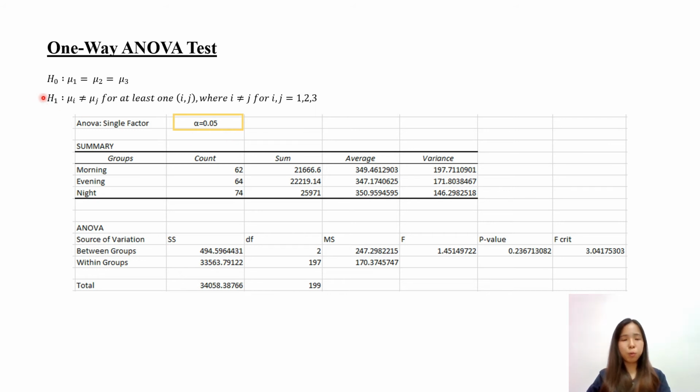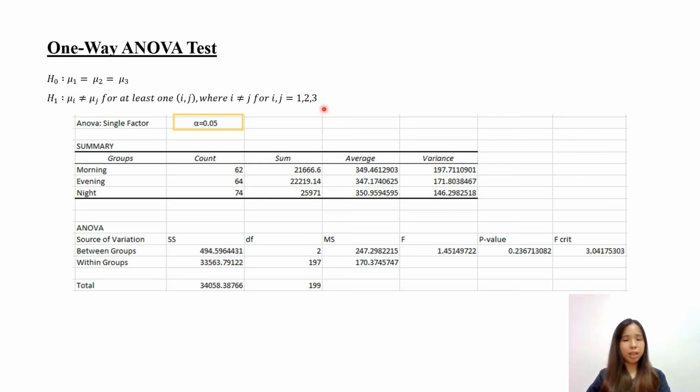For H0, we assume that there is no significant difference between the tablet weights from the different shifts, which is μ1 equal to μ2 equal to μ3. For H1, we assume that there is a significant difference between the tablet weights from the different shifts, which is μi not equal to μj for at least one pair ij, where i is not equal to j, for i, j equal to 1, 2, and 3.